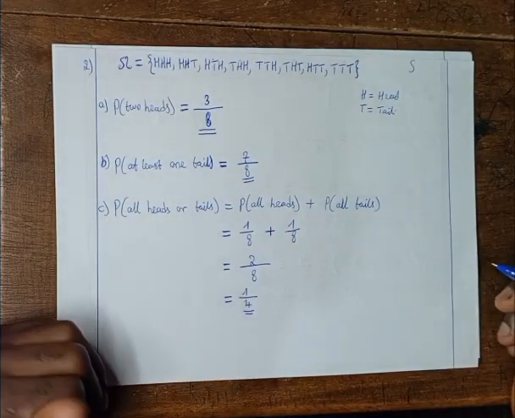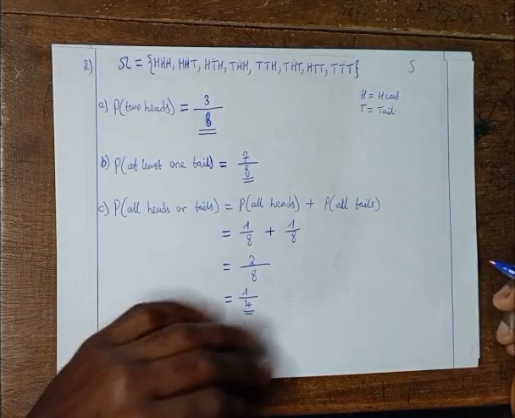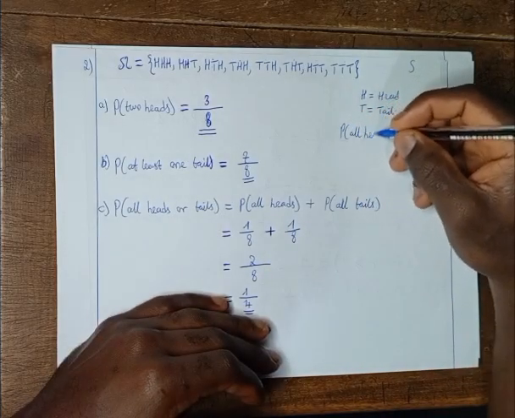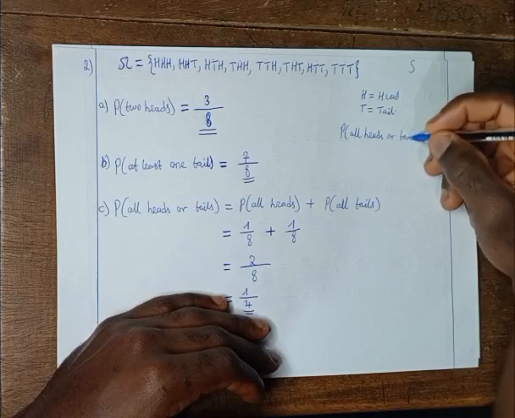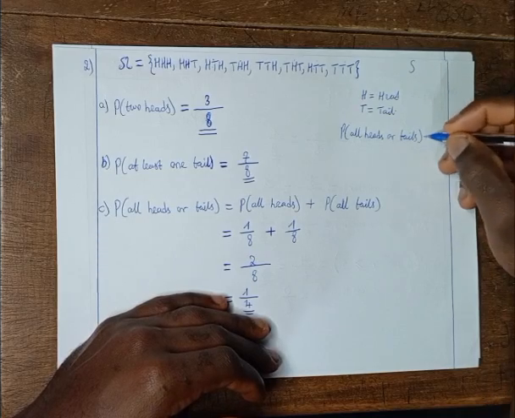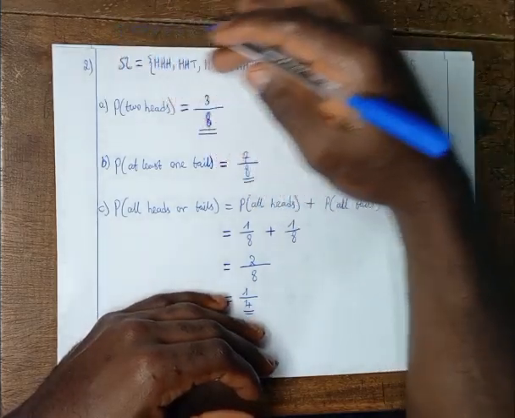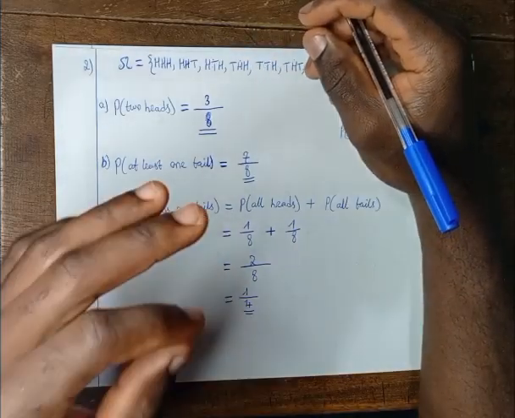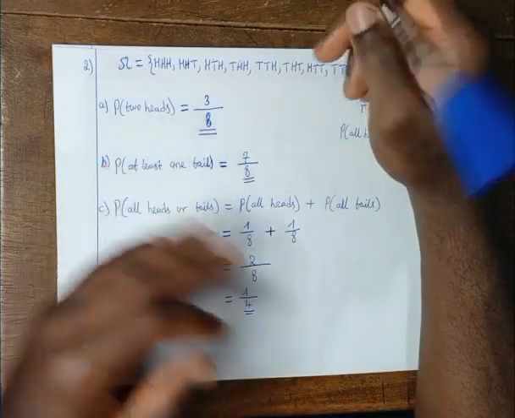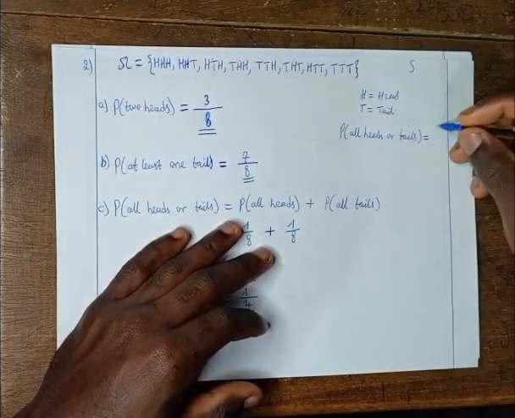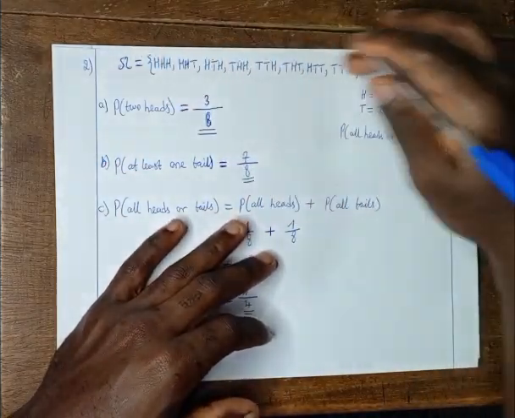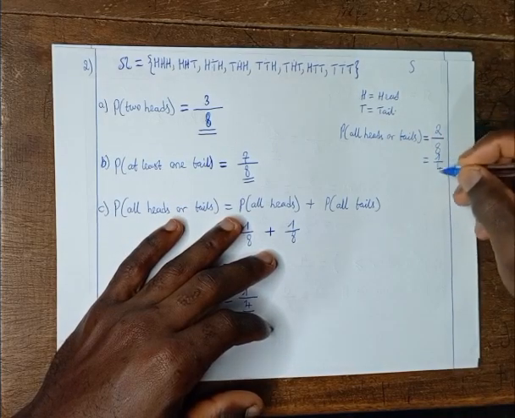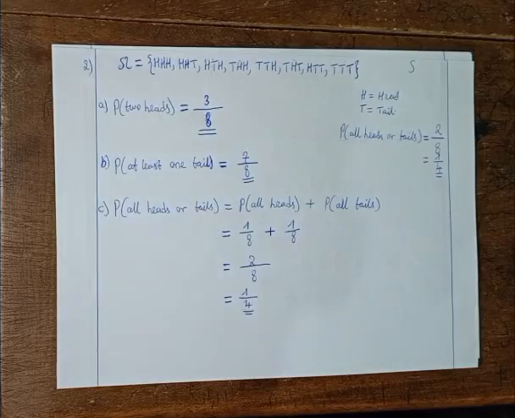Or we can still get this probability directly. In this case, P of all heads or tails can simply be obtained by going to the sample space and counting all the outcomes where you have either 3 heads or 3 tails. We have just 1, 2. We take 2 all over the total number of possible outcomes. There are 8 of them. If you simplify this, it will give you 1 quarter, the same result.